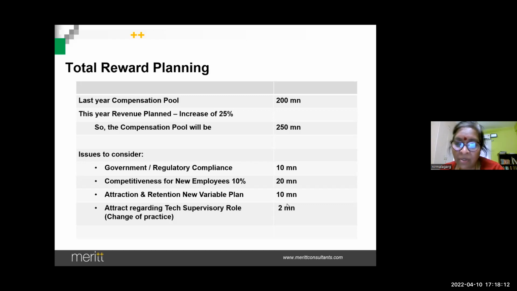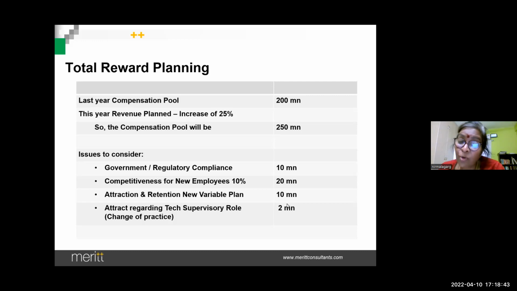For example, all of you know that the wage code is going to be implemented. When that wage code is implemented, there will be some increase in wage costs. Think about it. So when you do this, the first and foremost thing is to look at compliances. I will say, ballpark figure, 10 million is the increased cost. So I'll put 10 million.